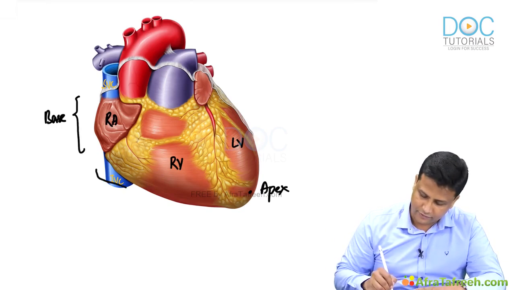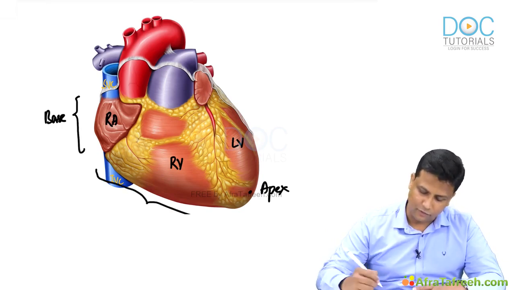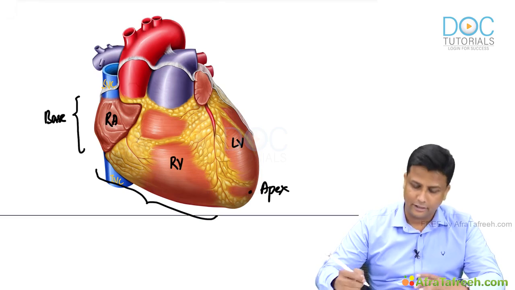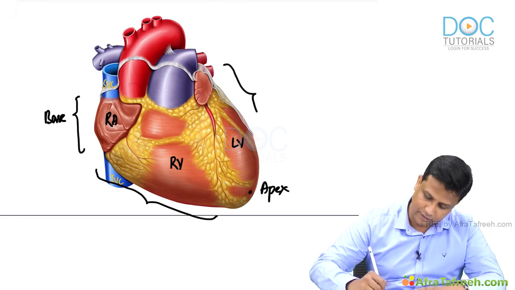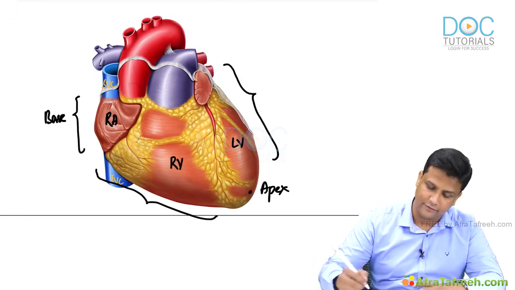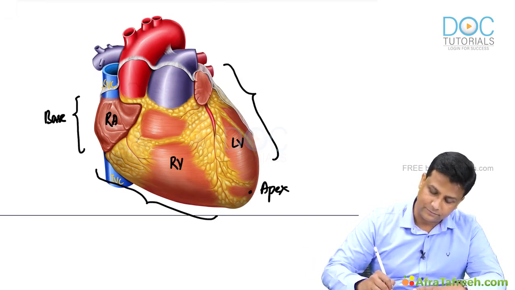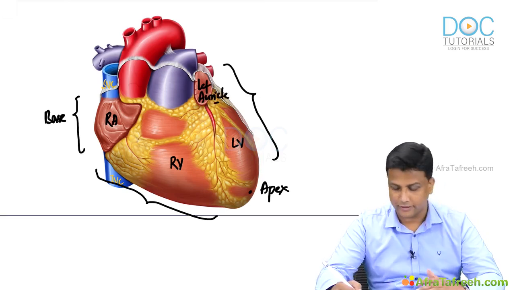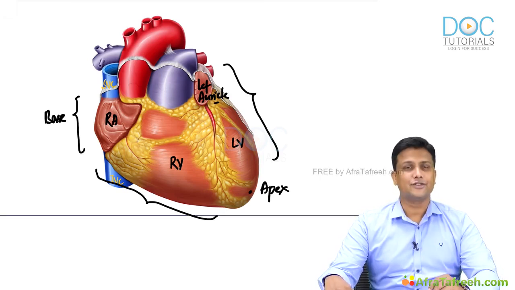The inferior surface of the heart is formed by the right atrium, right ventricle and the left ventricle, and this will be the lateral surface. I want you all to appreciate one thing on the lateral surface: this is the auricle here. This is the left auricle. I hope you will be able to easily understand.